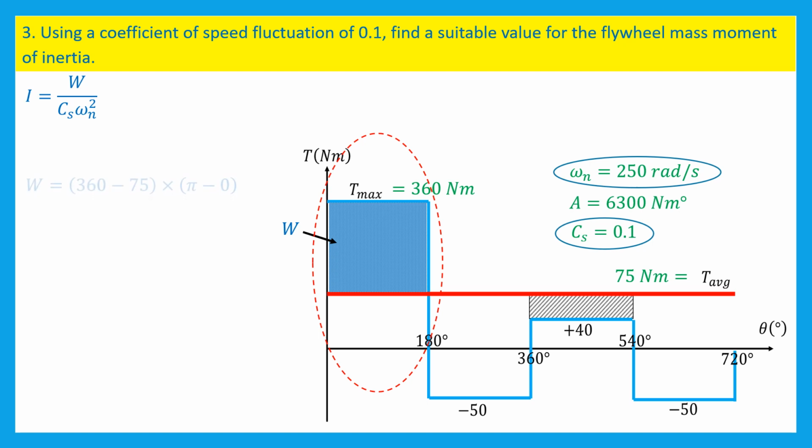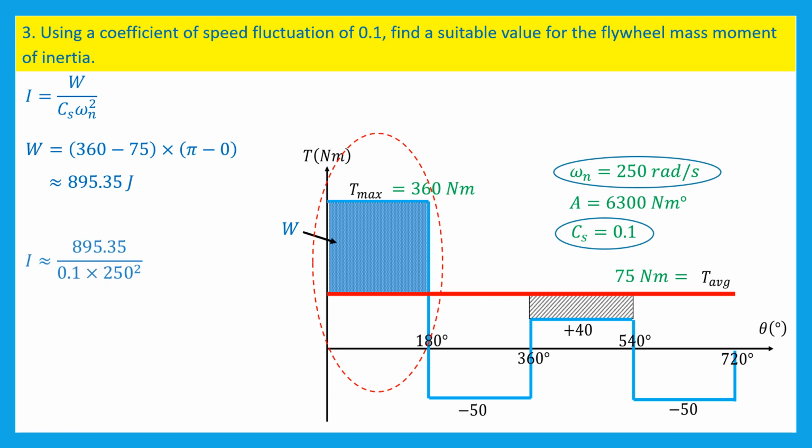Thus, W is equal to 360 minus 75 times pi minus 0. Working this out with a calculator gives W equal to 895.35 joules. The mass moment of inertia is then equal to 895.35 divided by 0.1 times 250 square. Using a calculator gives I, the mass moment of inertia, equal to 0.14326 kilograms meter square.